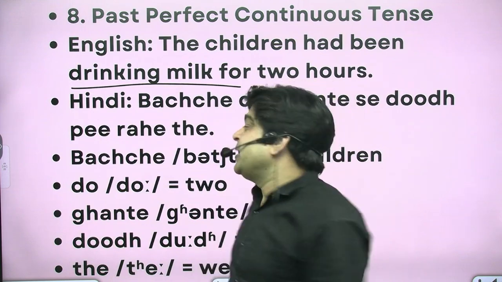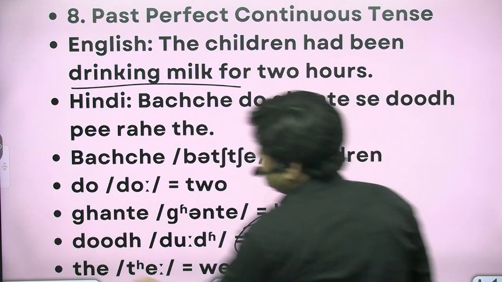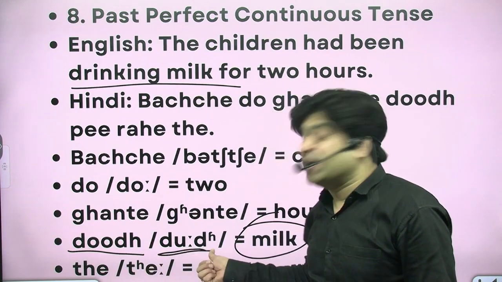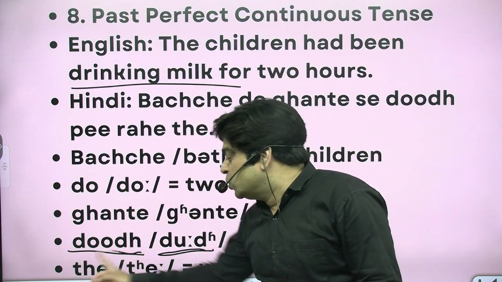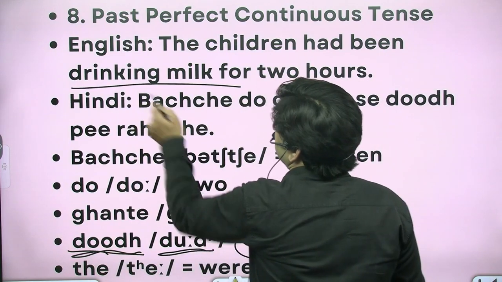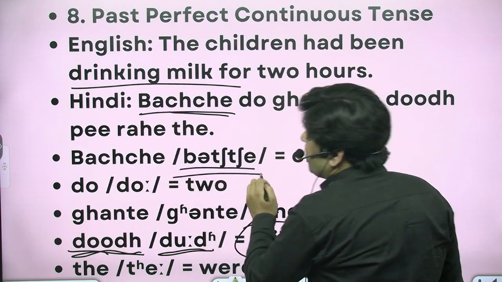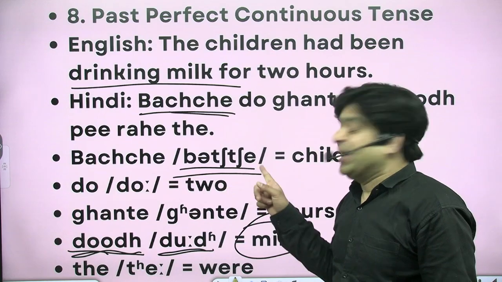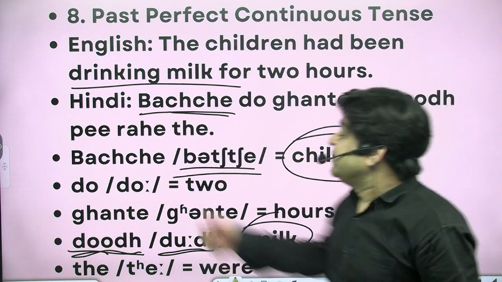So had been drinking what? Milk. The milk we call doodh. We, native Hindi speakers, call it doodh. More than milk, we call it doodh. Got it? So children means bacche. This is the way to read it. Bacche. Children, bacche.